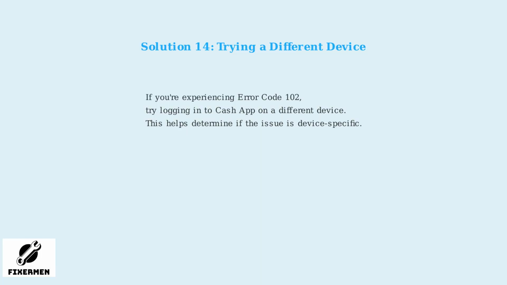Solution 14. Trying a different device. If you're encountering error code 102, try accessing your Cash App account from a different device. This simple test can help determine if the problem is specific to your current device. To test this, you'll need access to another smartphone or tablet. The goal is to see if the error occurs only on your current device or across all devices.